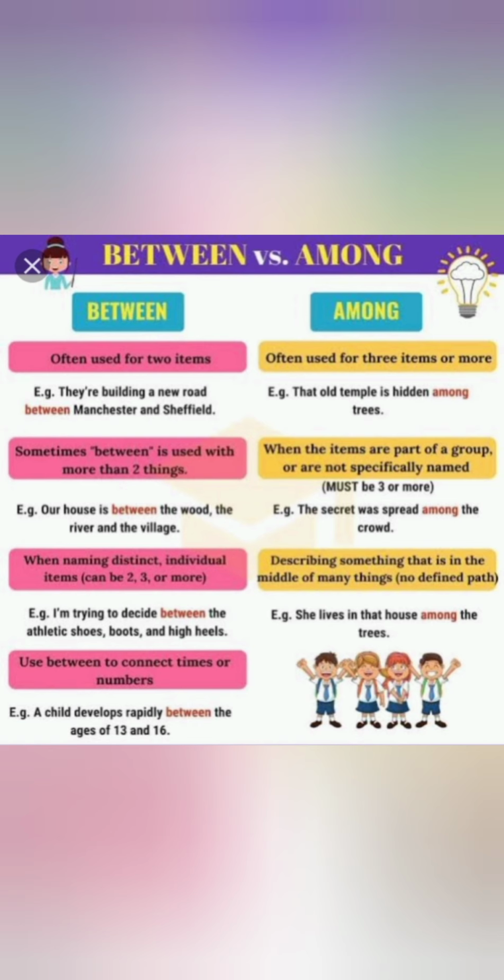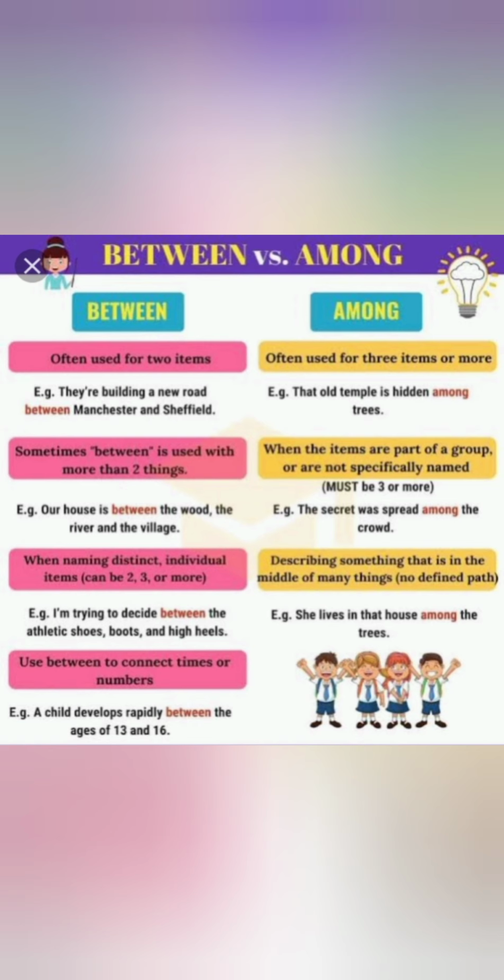For example, we will see sometimes between is used with more than two objects. For example, our house is between the wood, the river and the village. That means it is between all the three things. And between two, we can say they are building a new road between Manchester and Sheffield. That means between both places they are building a new road.